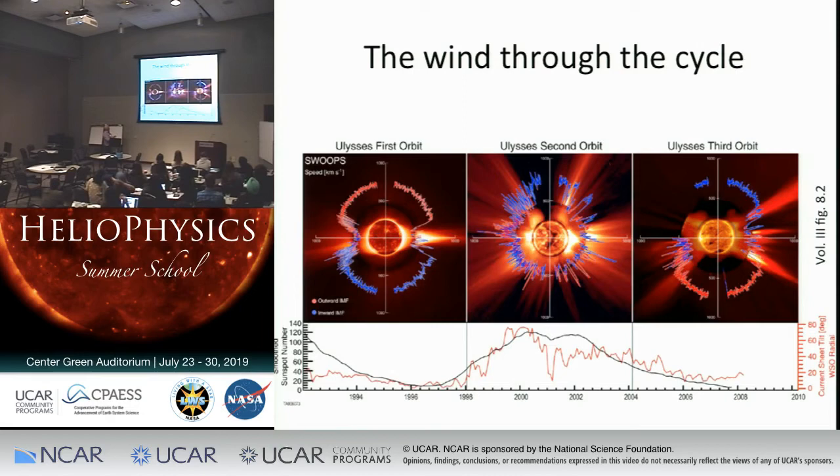The corona is very organized. We see a nice helmet streamer that comes out of one side and not quite as nice out of the other side. So this is very close to solar minimum.